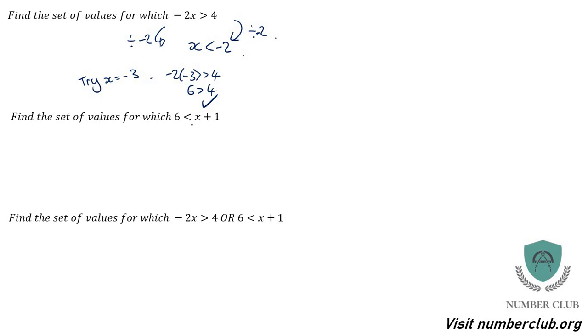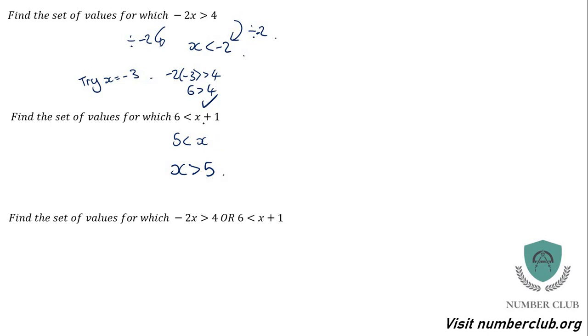Find the set of values for which 6 is less than x plus 1. Well, 5 will be less than x. People don't tend to like that. I certainly don't tend to like that. So I tend to prefer to mirror image. If 5 is less than x, x is greater than 5. We can again try it if you want to. Try out a number that does work for this, which is 6. Does it work for this? It does, and so we definitely did the right way around.